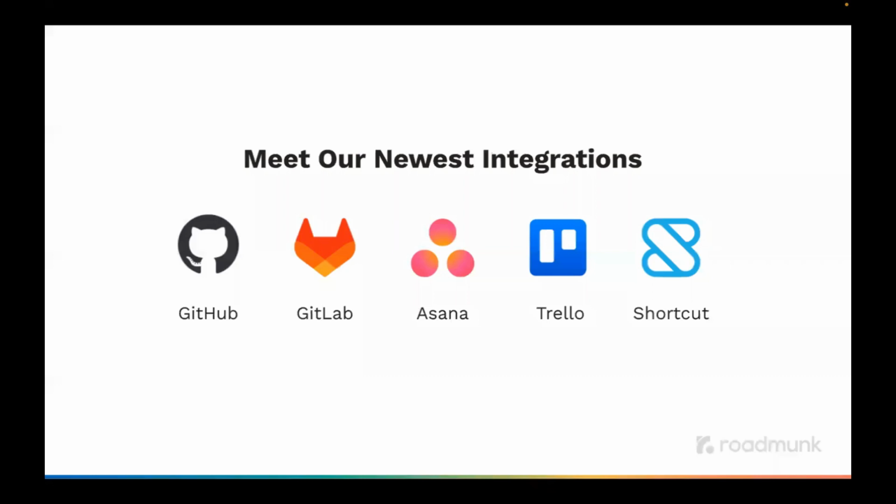So just to give you a quick understanding of our newest integrations, we have GitHub, GitLab, Asana, Trello, and Shortcut. And all of these are new to RoadMonk, and they will allow you to integrate essentially the same way that it has been provided with Jira and DevOps. And if these are something of interest to you, please, of course, let us know, and we'd be happy to provide you with more information related to these integrations.